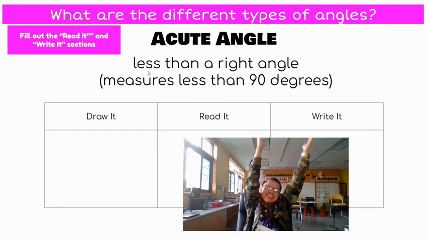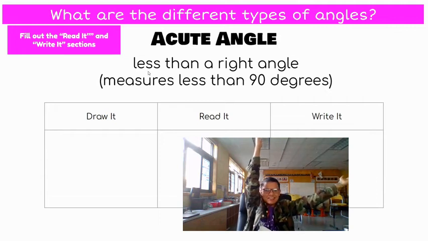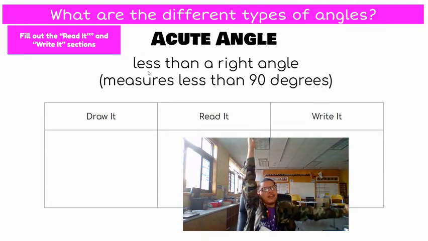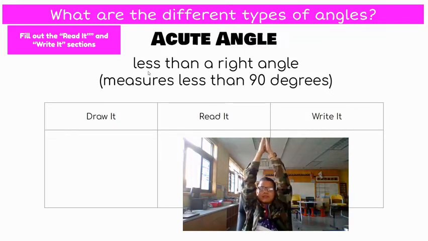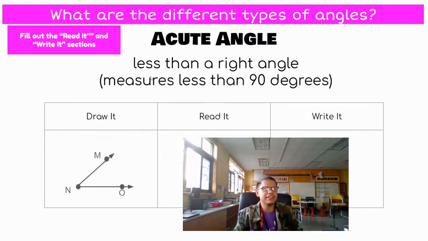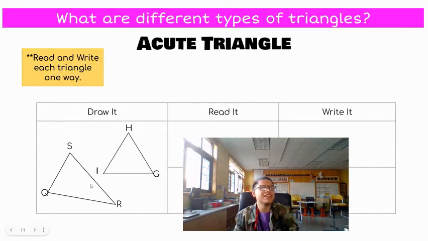So this is an acute angle. This is an acute angle. This is an acute angle. This is not an acute angle. This is a right angle. Okay, but anything from 0 to 90 degrees is an acute angle. So you can see right here, 90 degrees would be straight up here, and it is less than 90 degrees. So this angle MNO is an acute angle.